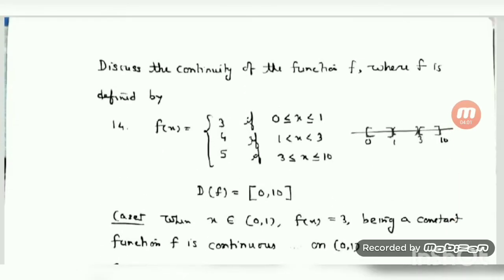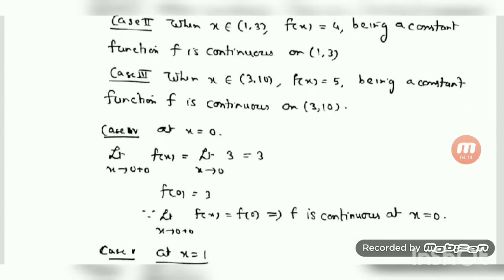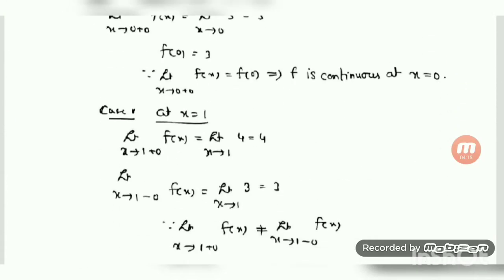Now go to the case for 1. You see, for 1 you have to consider both sides, because for less than 1, within 0 to 1, the function is defined this way, and for greater than 1 it is defined by 4, right? So we have to check both the left and the right hand limits at the point x equal to 1.